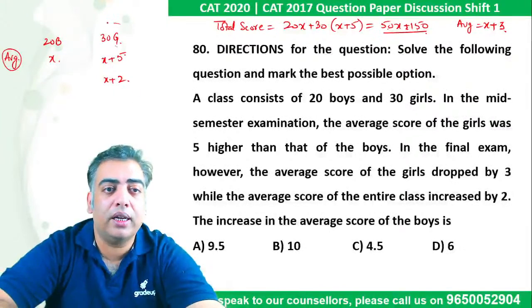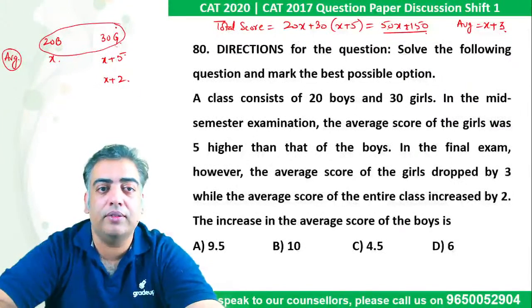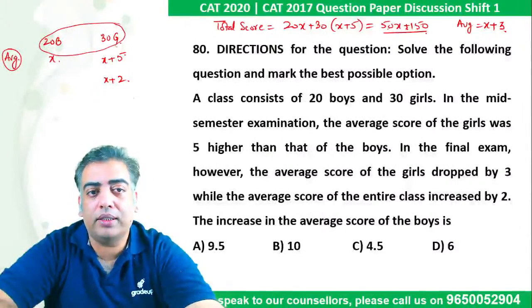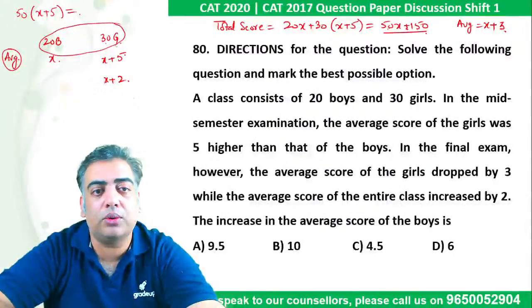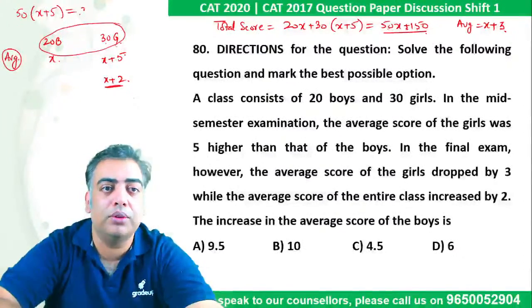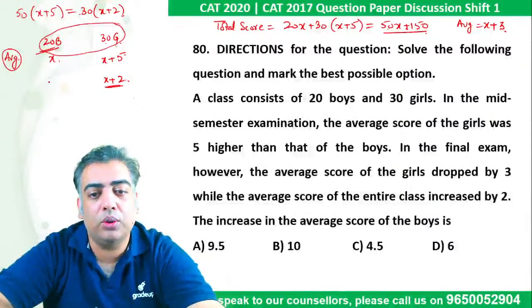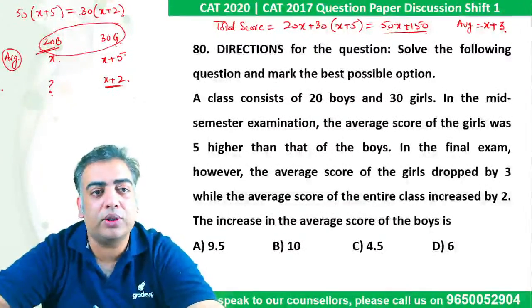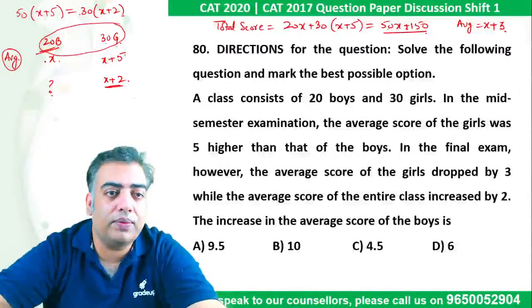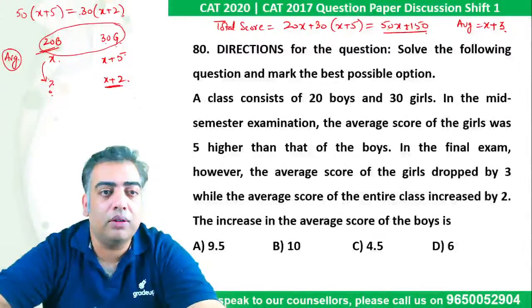So I am writing it here. Average of the entire class is x plus 5. So the total now must be, 20 plus 30 are 50 students. So the total of the entire class is 50 into x plus 5, which includes 30 girls whose average is x plus 2. So the total must be 30 into x plus 2. There are 20 boys whose average is not known to me. He is asking the increase in the average score of the boys. Now let's say the value now is y. So we have to find the value of y in terms of x.